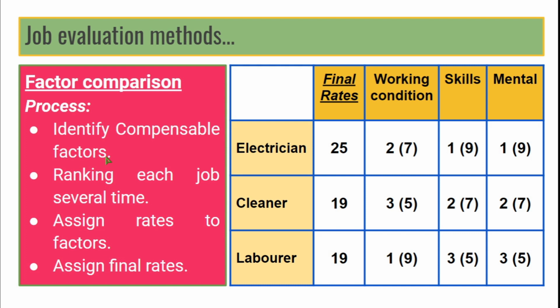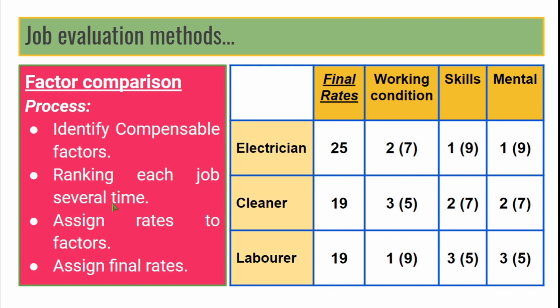Factor comparison method is basically a refinement of the ranking method. In the ranking method, we were looking at each job as a single unit and ranking them on some overall factor like job difficulty. Okay, whereas in factor comparison, we rank each job several times. Okay, let's understand this. Basically, we rank each job several times on the basis of different compensable factors.